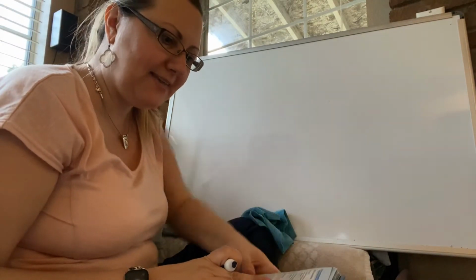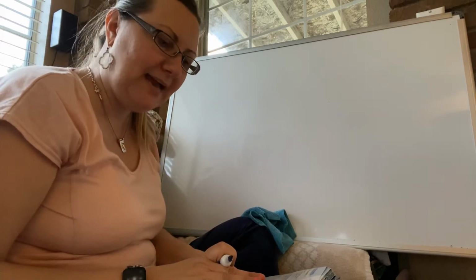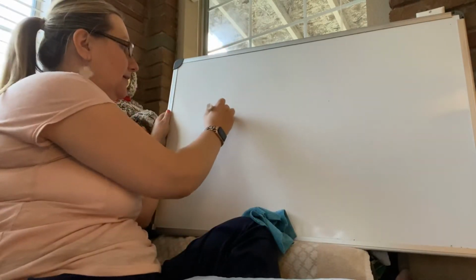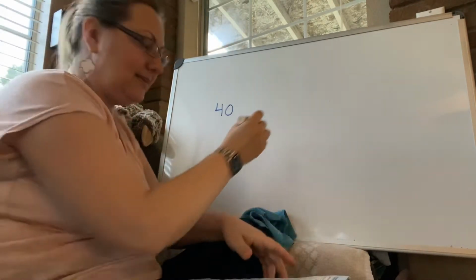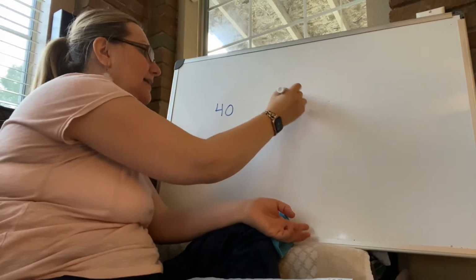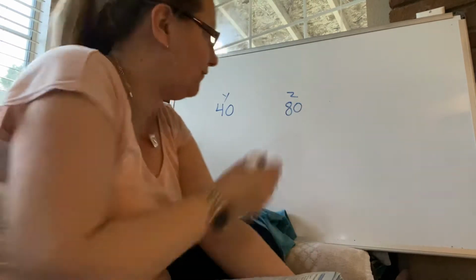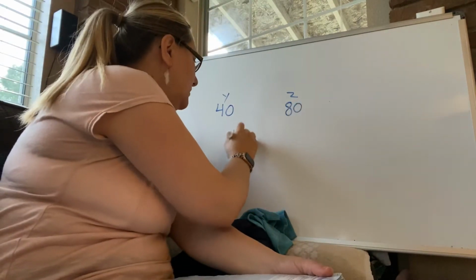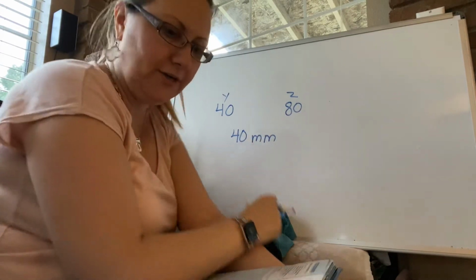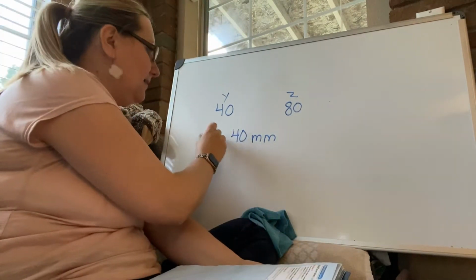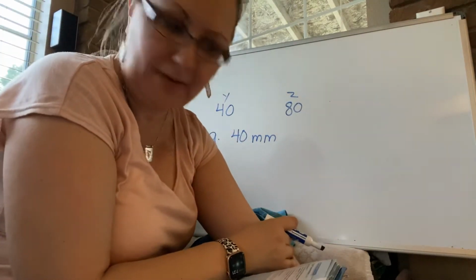Number 5 says segment YZ is how many millimeters long? Now here you are going to take a look. You're going to look at segment Y, which starts at 40, and all the way to segment Z, which is at 80, right? And 80 minus 40 is 40. And we are talking about millimeters here. So for letter A, the answer is 40 millimeters.